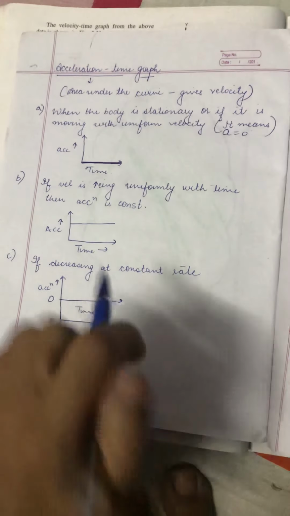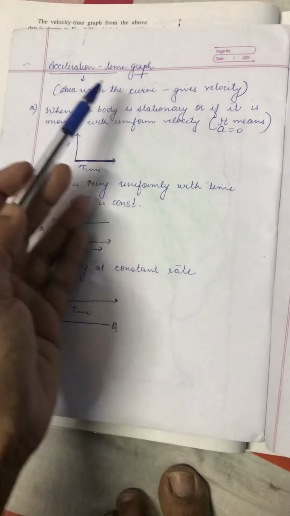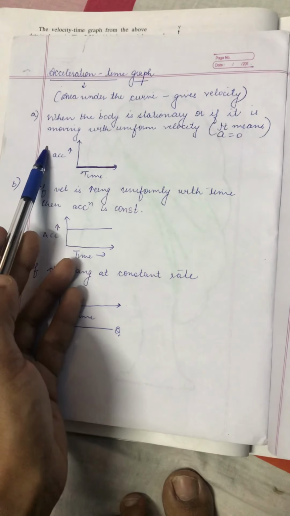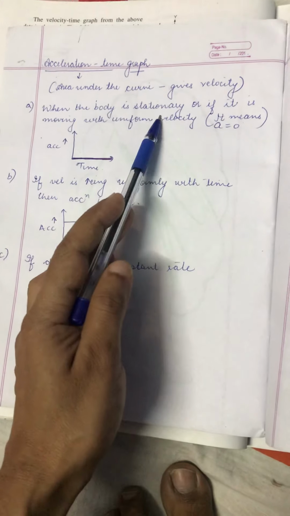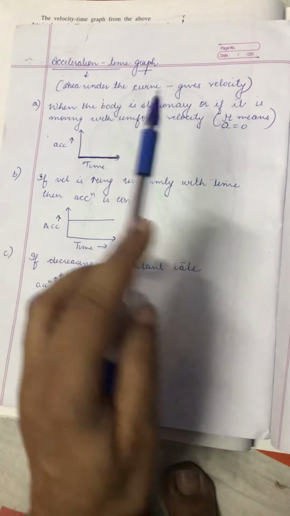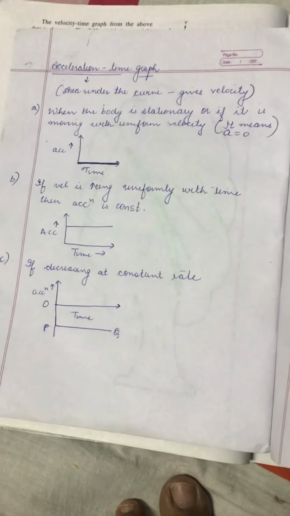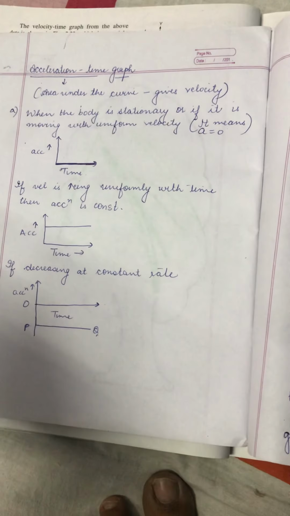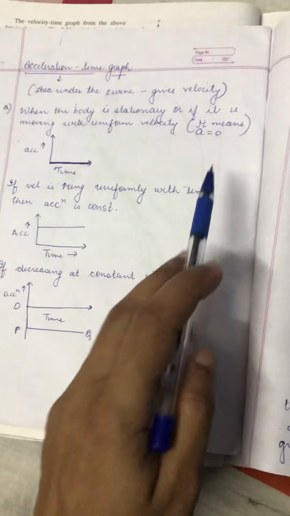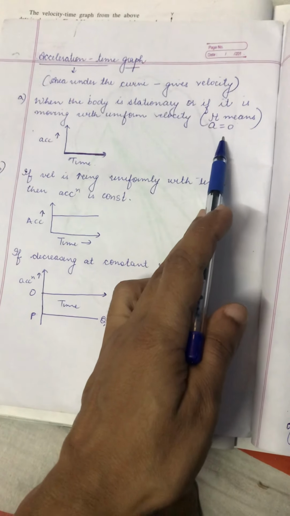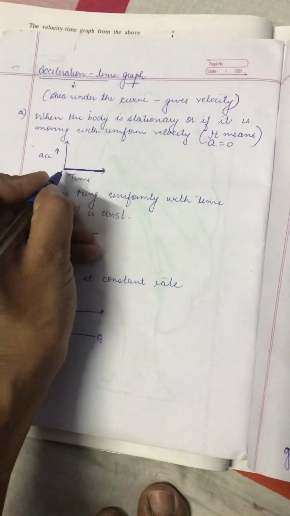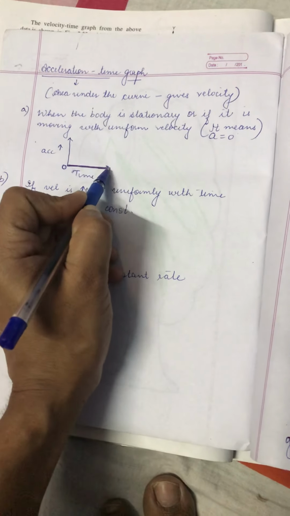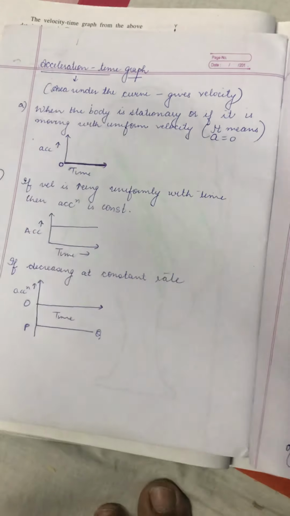Okay, now for the acceleration-time graph, the area under the curve will give me what? Velocity. Now the first case they have given is when the body is stationary or moving with uniform velocity. If the body is moving with uniform velocity, it means its initial velocity and final velocity are the same. And if these are the same, that means the acceleration is what? 0. Acceleration is 0. So as time increases, acceleration will remain 0. So it comes on the line of the time axis.